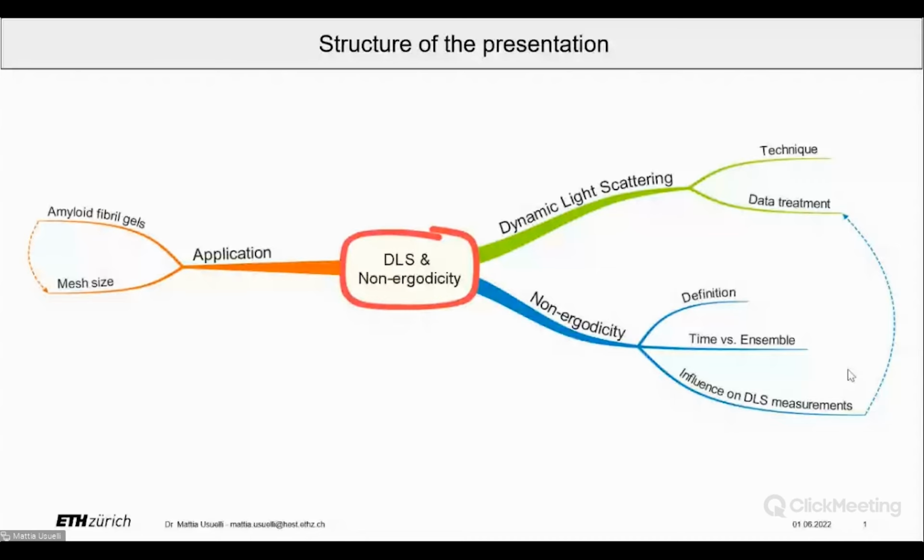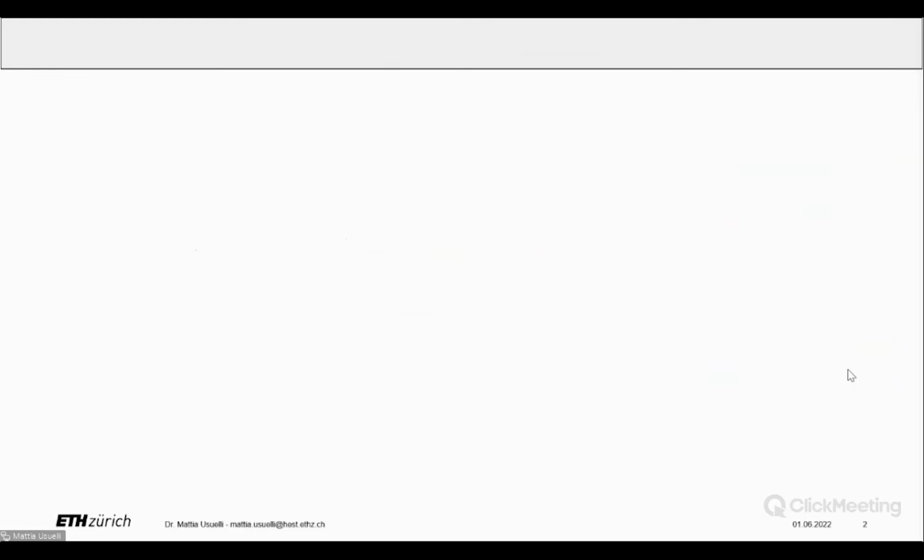Then we will talk about an application in more detail: how we could use dynamic light scattering coupled with non-ergodicity to measure the mesh size of amyloid fibril gels. To see how this ensemble of dynamic light scattering and non-ergodicity actually allows us to extract a structural parameter of amyloid fibril gels, that is the mesh size.